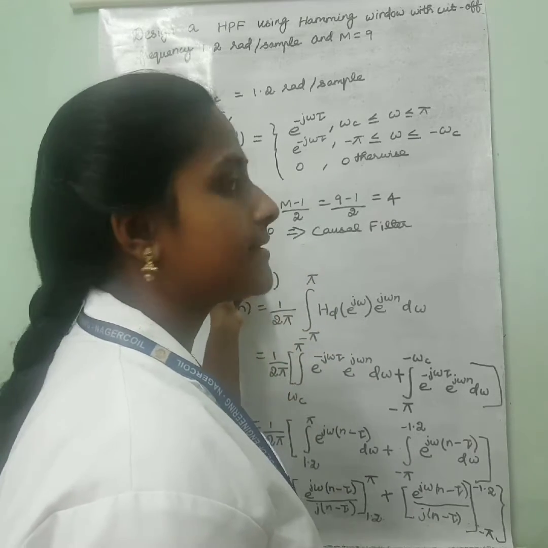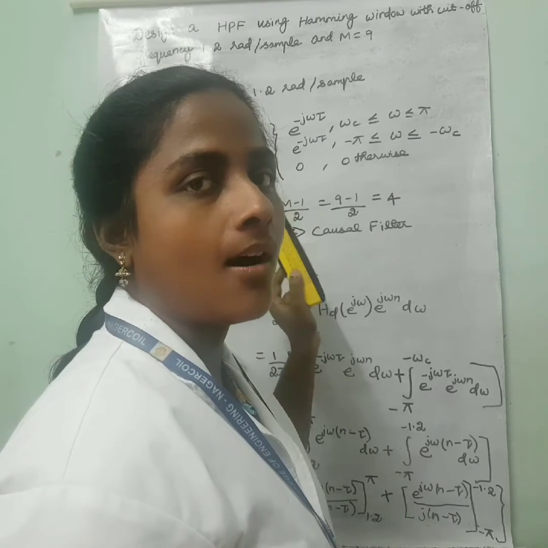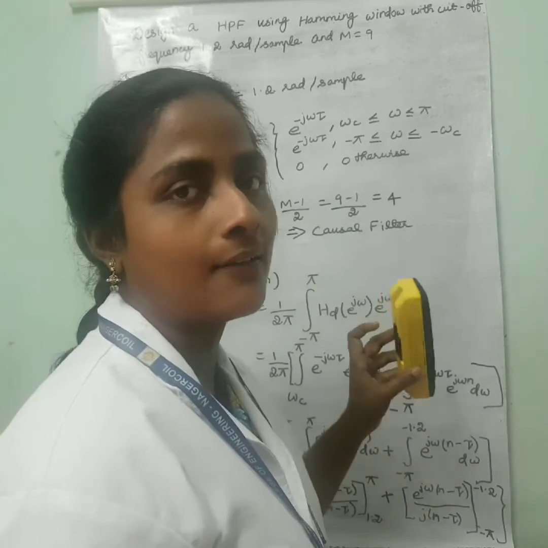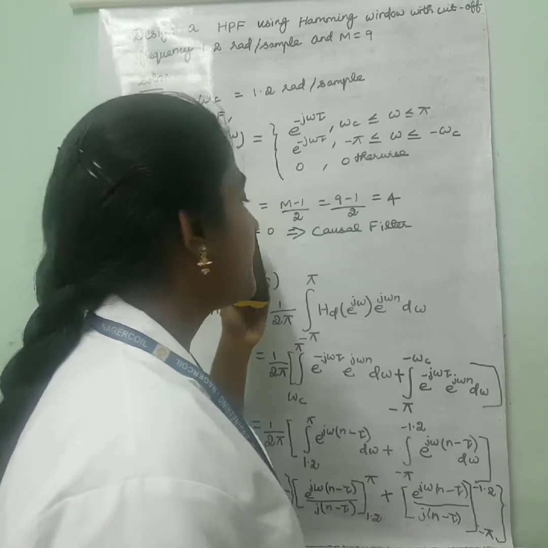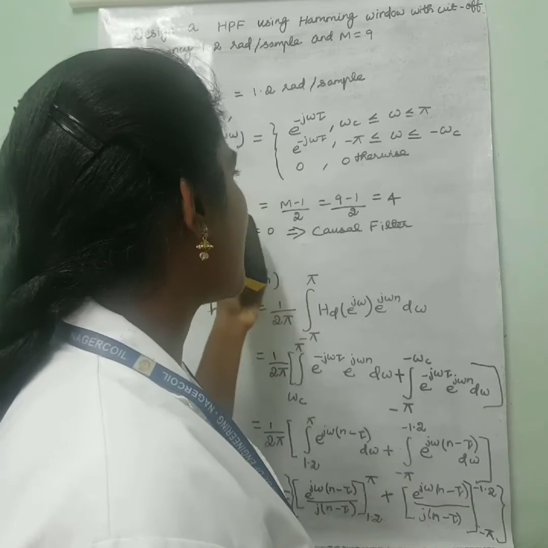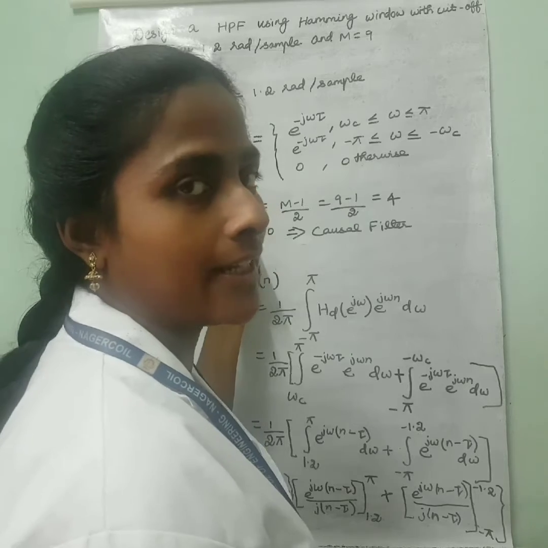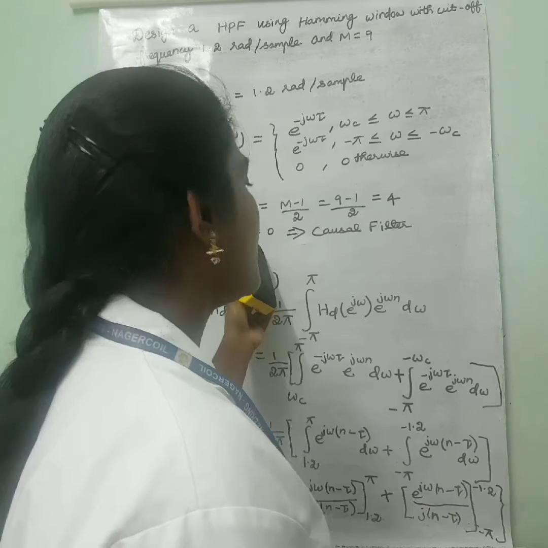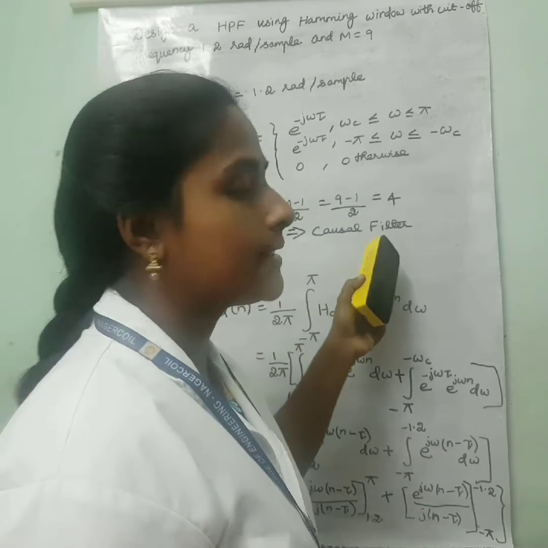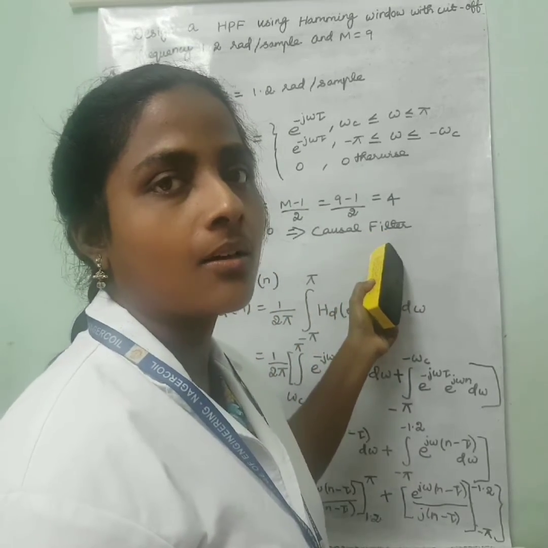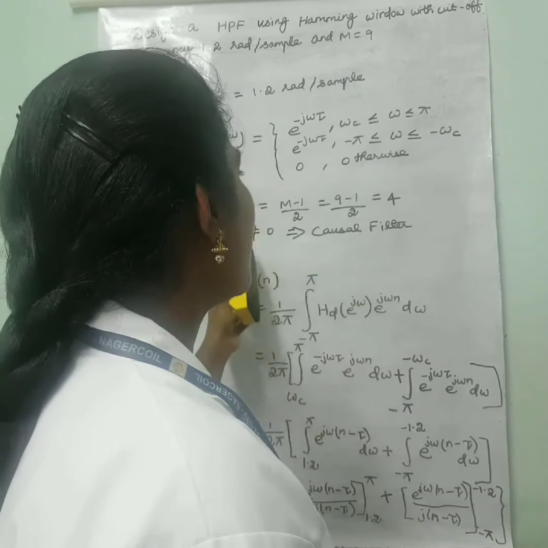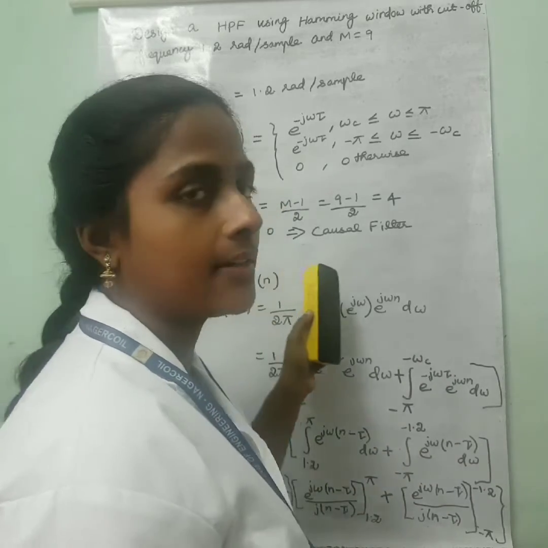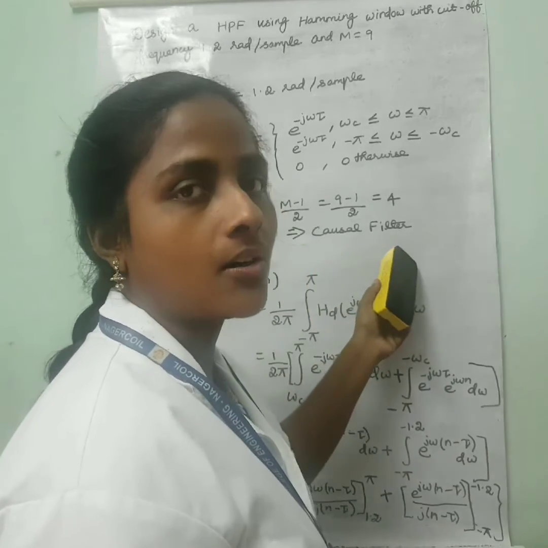In some books this tau value can also be represented by alpha. They have different notation. Here we represented it as tau, otherwise we will represent it as alpha. Since tau value is not equal to 0, we can come to a conclusion that it is a causal filter. If tau value is equal to 0, it is a non-causal filter. Here tau value is not equal to 0, so it is a causal filter.